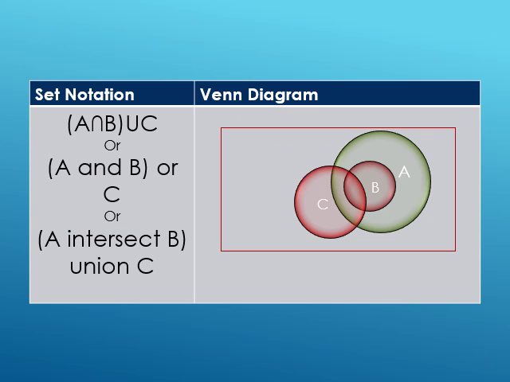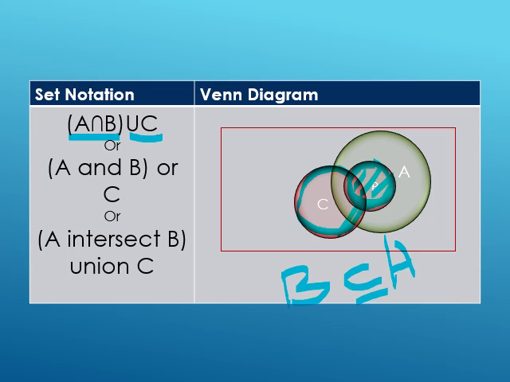Next, set notation, A intersection B bracket union C, and the sets are like that. First, we solve the bracket part. A intersection B means the common area of A and B. As you can observe, B is subset of A. So if we take its intersection, this is equal to B. So B is the common part of A and B. If we take union of this common part with C, it means that everything in C and everything of this common part, A intersection B, that is B.